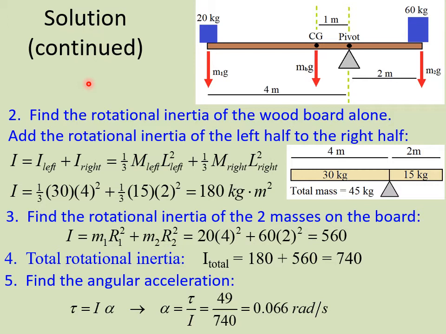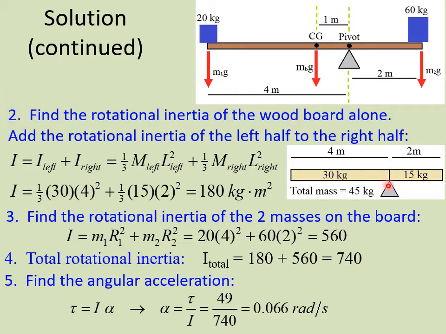The next step is to find the angular acceleration of this system. So again, we have to first find the rotational inertia of this whole system. Now, the way we do this is a little bit tricky. We have to basically add the rotational inertia of the left half of the board to the right half. So let's ignore these two blue masses for a second and just try to figure out the rotational inertia of the board. So that's what we're doing here in step 2.